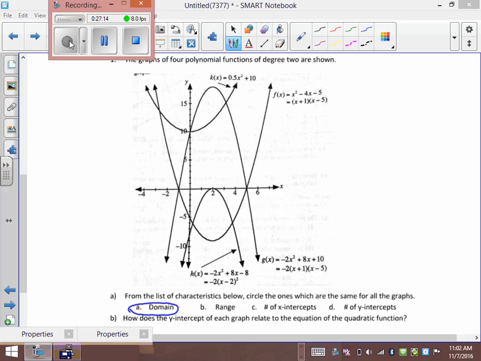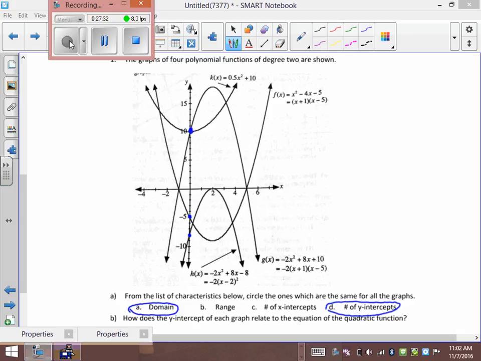Number of y-intercepts, do they have the same number? This one crosses the y-axis here. This one crosses the y-axis here. This one crosses the y-axis here. So yes, they all have one y-intercept. And all polynomials are going to have one y-intercept because they don't cross back over top of the y-axis, right? Because then they wouldn't be a function.